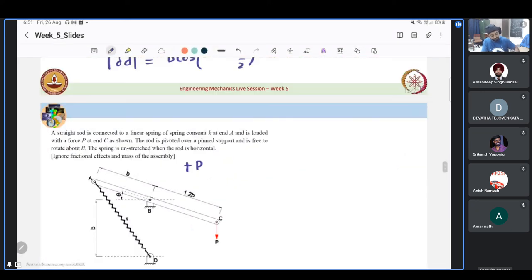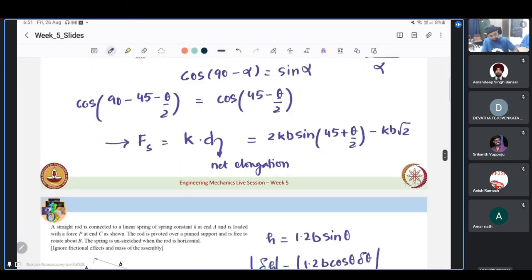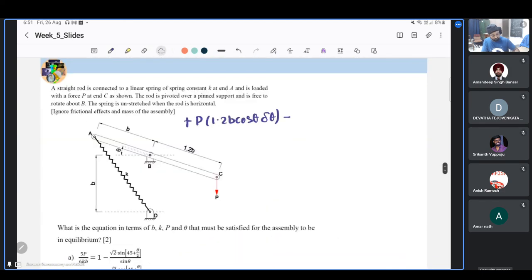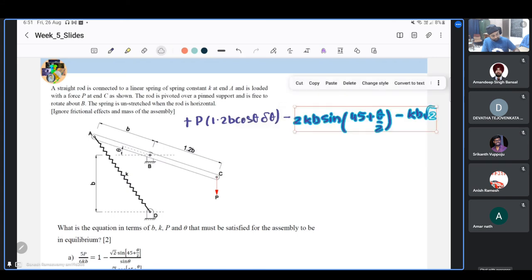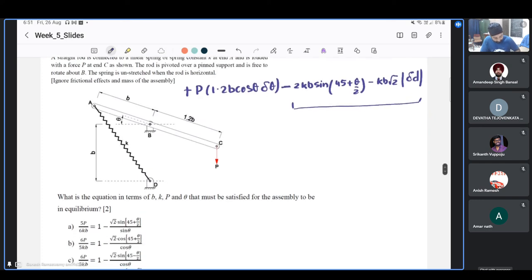Plus P into delta H. Delta H we have got 1.2 B cos theta delta theta, 1.2 B, minus the spring force we have got as this big quantity, into the absolute value of delta D. So let us calculate this first because it's a long expression. I don't want to go too long, so I'll just calculate that first.